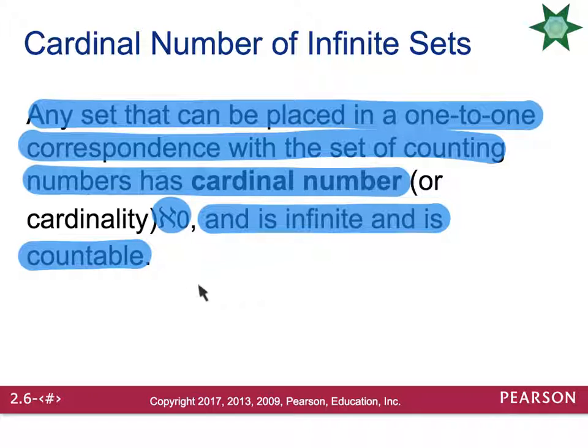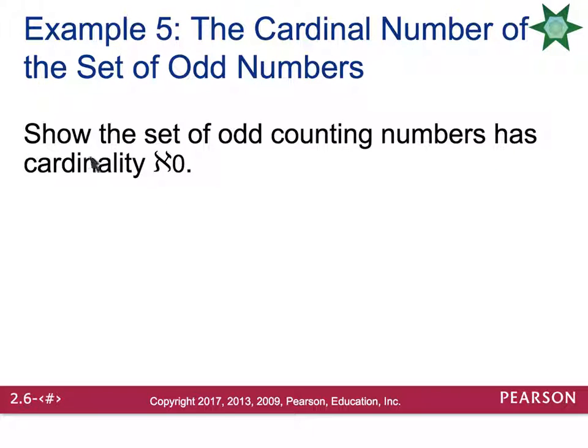In math we say that set is countably infinite. In other words, the set keeps going, but you can count how many elements are in it, by seeing how far you went and how many you have. So the set does keep going, but it is countable. The first thing we're going to show is that we're going to look at the set of odd counting numbers and say that it has cardinality Aleph null, or that the cardinal number of that set is Aleph null.